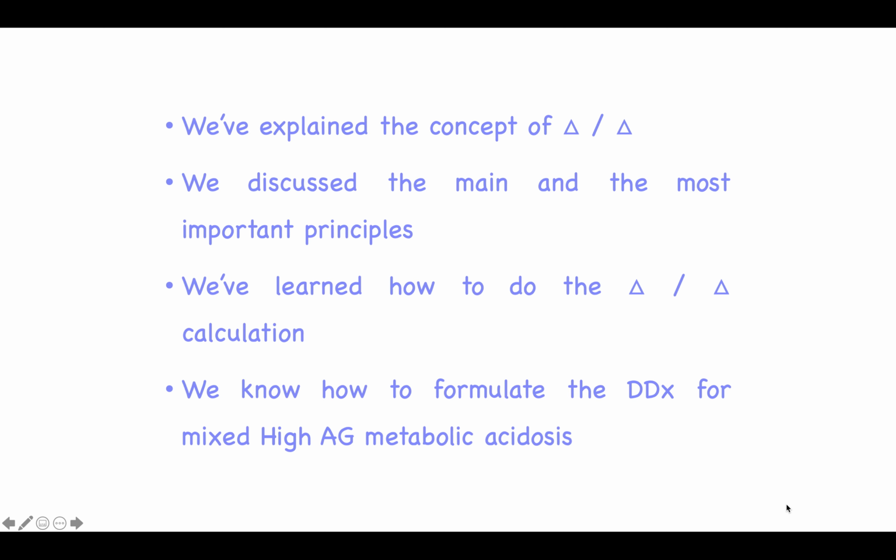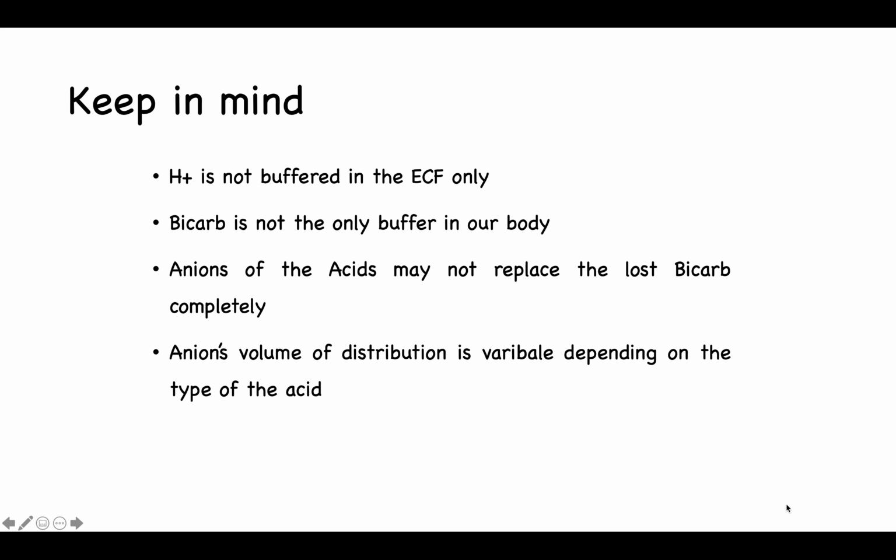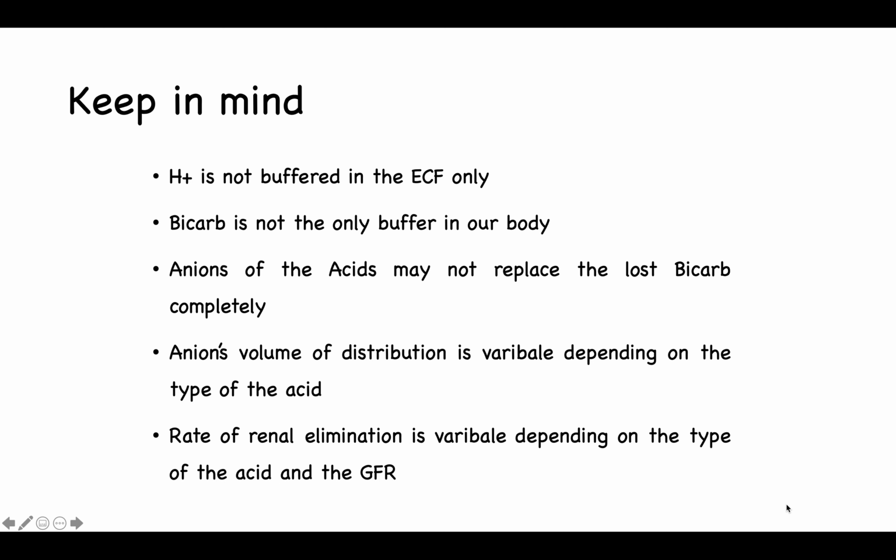Having said that, if you are interested, please keep some of the points in the back of your mind. Hydrogen ion is not buffered only in the extracellular fluid, but also gets buffered in the intracellular fluid. Bicarb is not the only buffer in our body, as we assumed in this video. Anions of the acid may not replace the lost bicarb completely. There are other factors that may affect the 1-to-1 ratio, factors like the anion's volume of distribution, the rate of renal elimination and the GFR. I'm going to touch base on these points. I'm actually working on it in a new video. I hope I can finish it soon, inshallah.